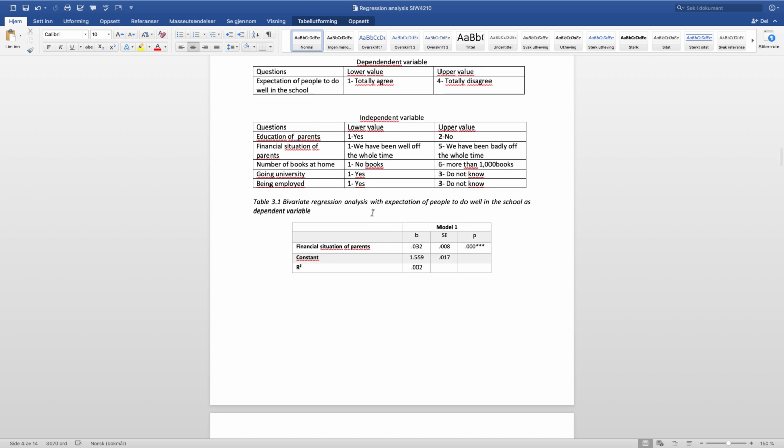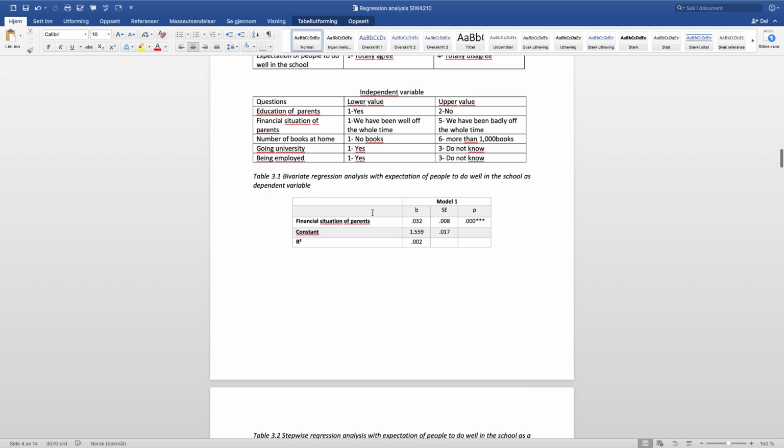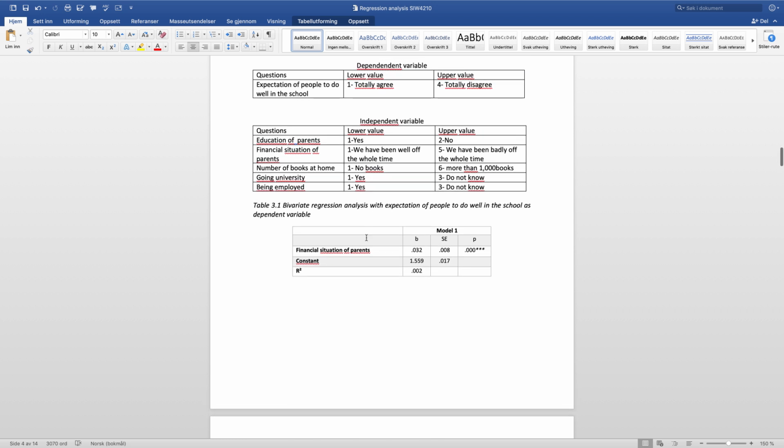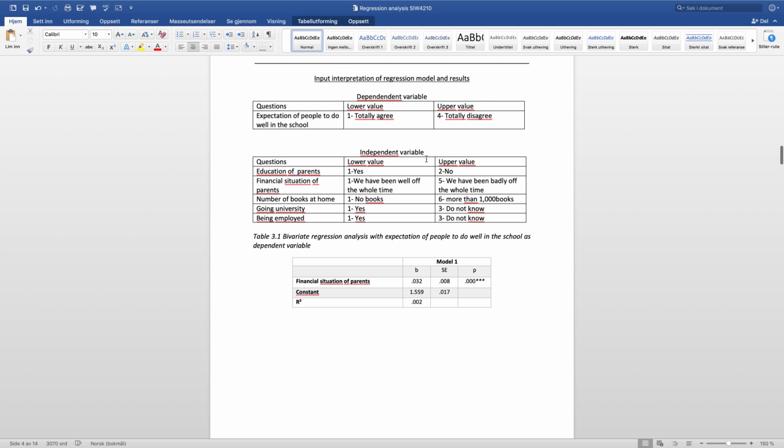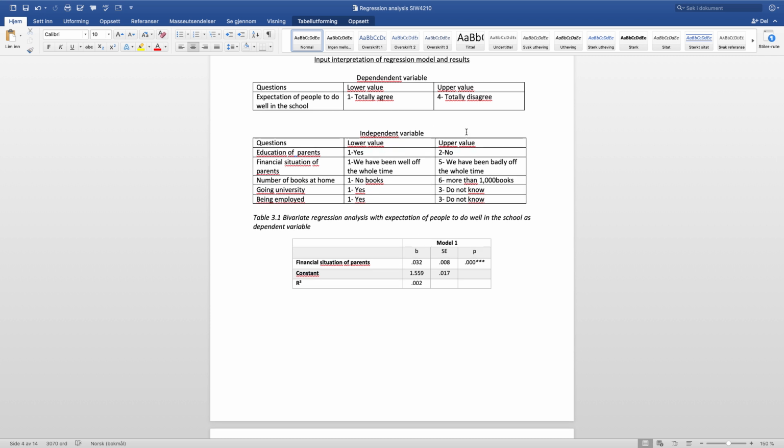So it's all about interpretation, and that's why I'm stressing how these variables are measured, because you have to interpret the results according to how they are measured. Okay, but anyway, the bivariate regression analysis with the expectation of people to do well in school as dependent variable, and now four, totally disagree, is the upper value.